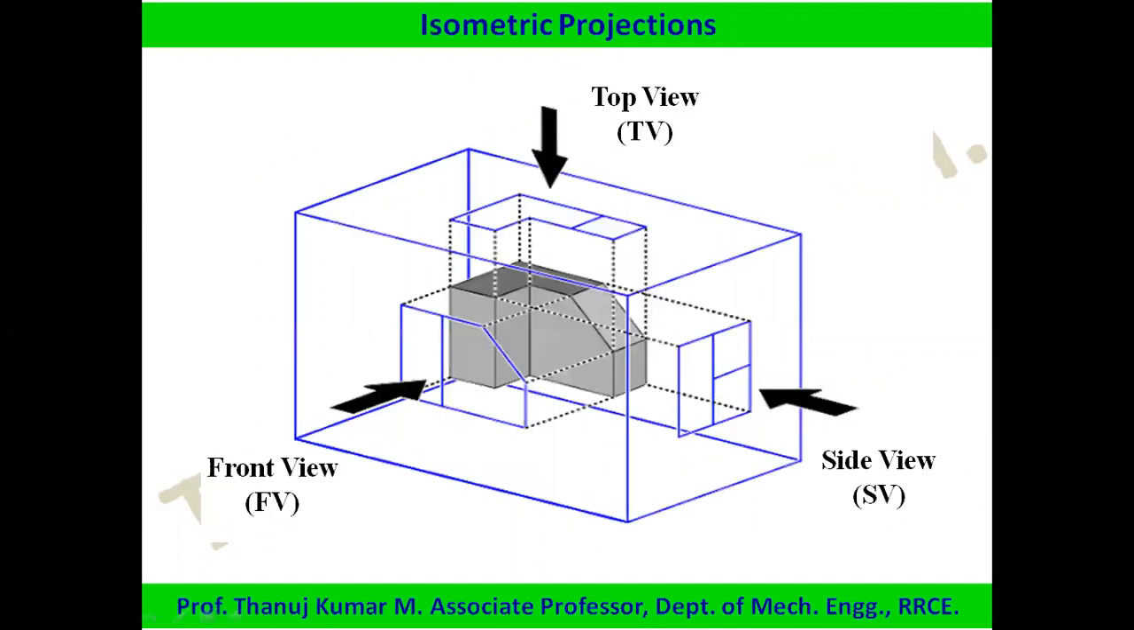If you see this object, the gray object is a part of a machinery part. In the top view, you can see only the top of the object. In the front view, you can see the front portion, and similarly in the side view, you can see the side portion. If all three are merged together at 120 degrees each, then you can see a beautiful image which gives you more clarity of the object. Here, even the internal parts can be seen clearly. That is the beauty of isometric projections.